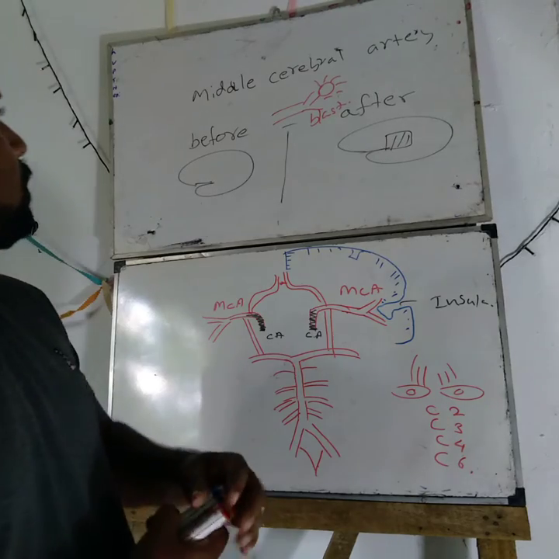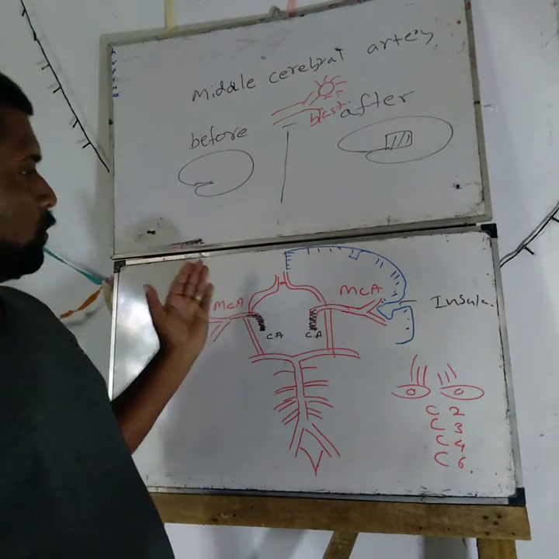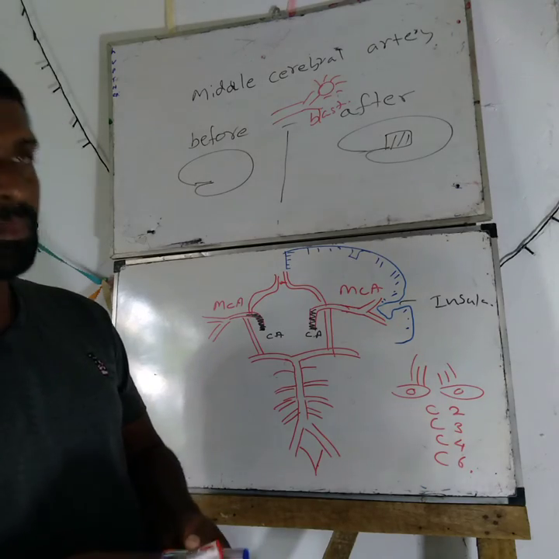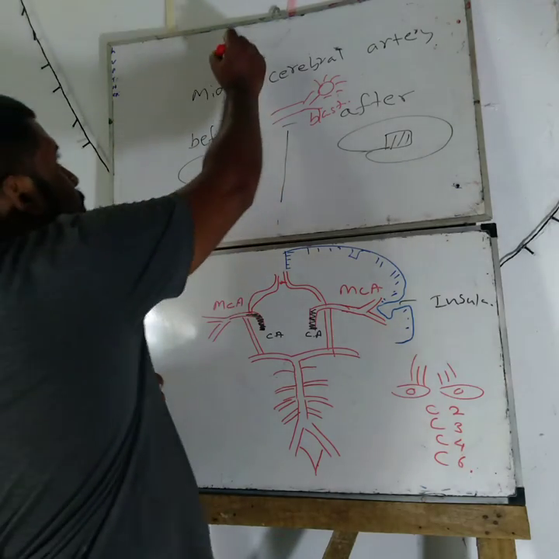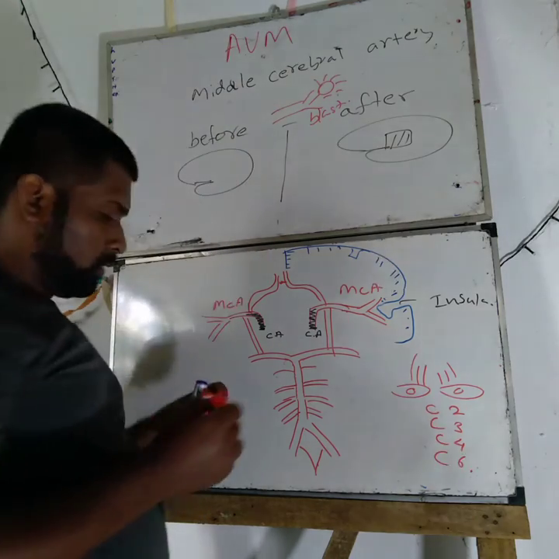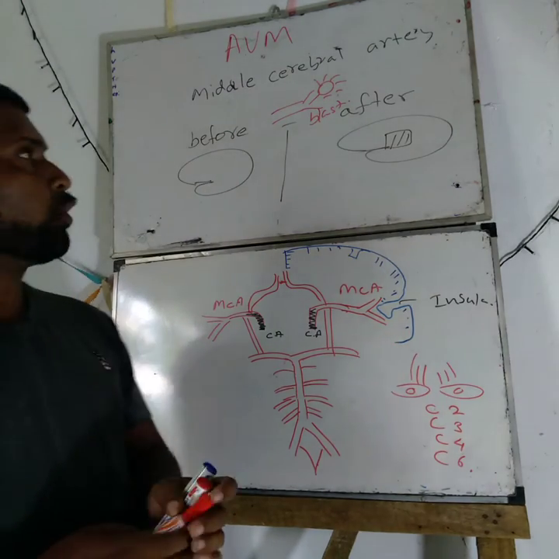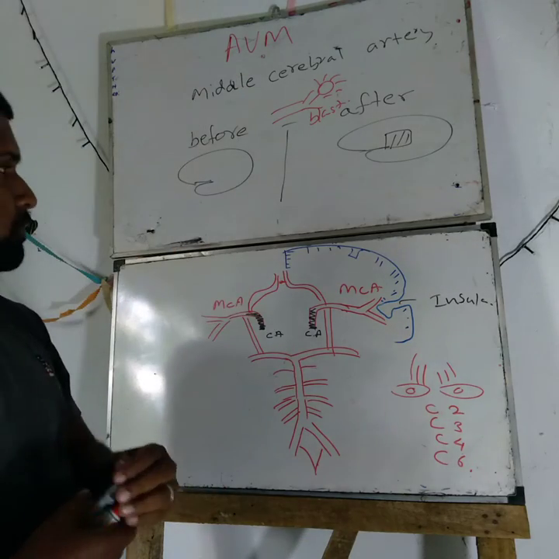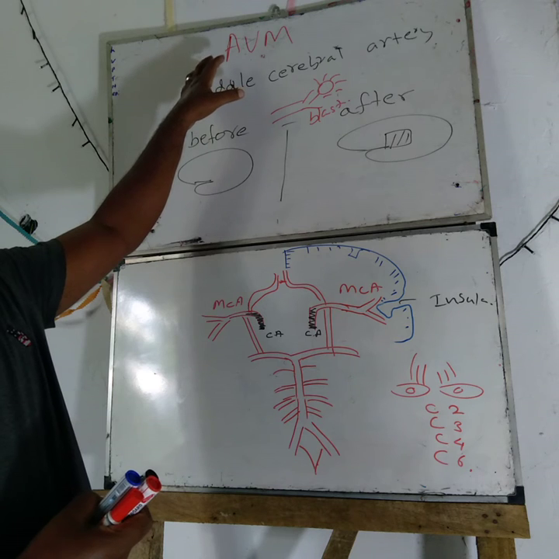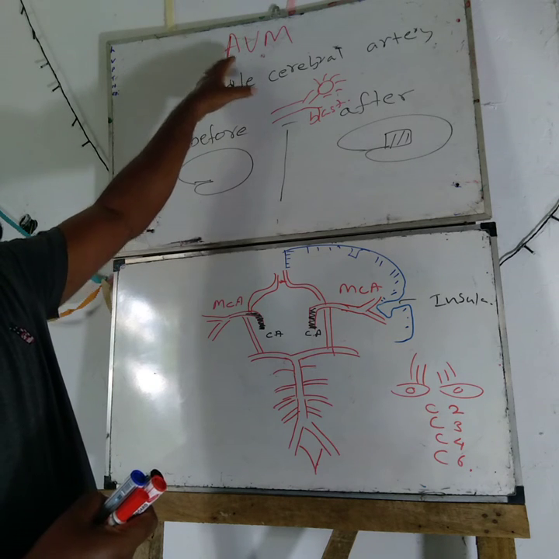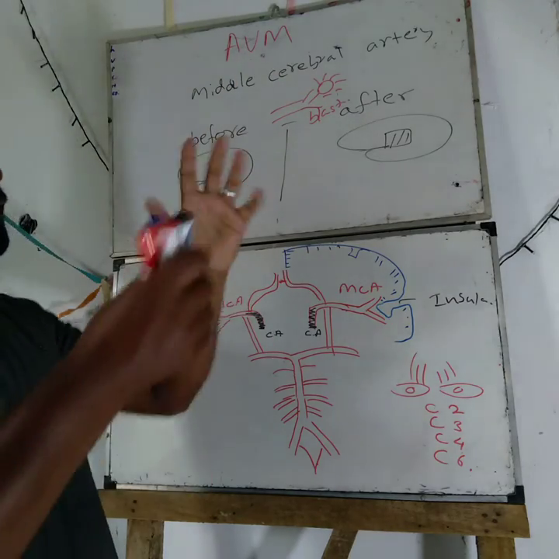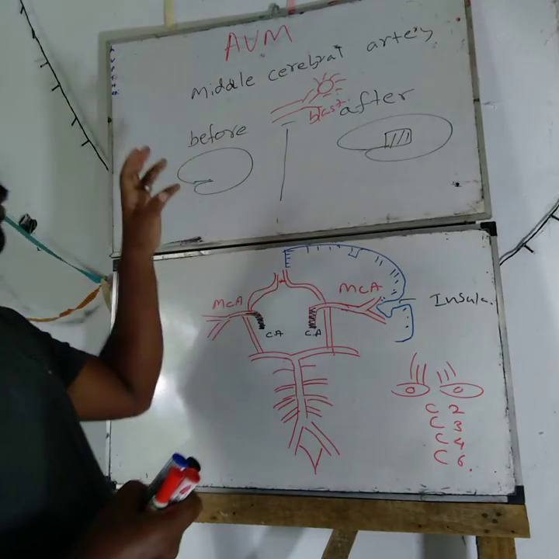Today also we are going to discuss the AVM, arterial venous malformation. This is inside the brain. The arterial network connects to the venous return.